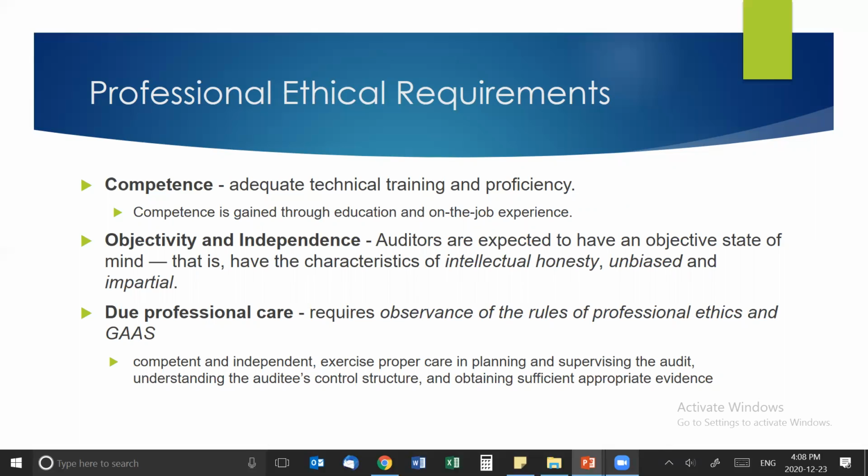They also have to have due professional care. They have to be professional and observe and follow the rules of professional ethics, which we'll talk about in Chapter 3, and the GAS standards, the auditing standards, which means they need to be competent, independent. They need to exercise proper care in planning and supervising the audit. They need to understand the auditee's business and control structure, and they need to obtain enough evidence for them to make a conclusion on whether the financial statements are fairly presented.